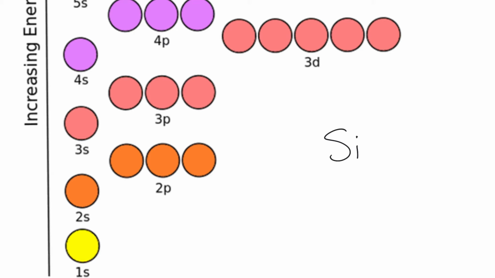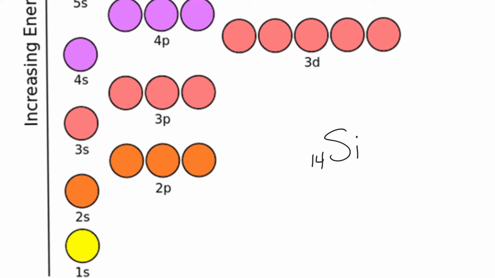It has 14 protons. The silicon is neutral, so it also has 14 electrons. So now we want to look at exactly how silicon configures itself, or how the electrons of silicon configure themselves around the nucleus. All right, let's follow the same set of rules, starting from the lowest and moving our way up.